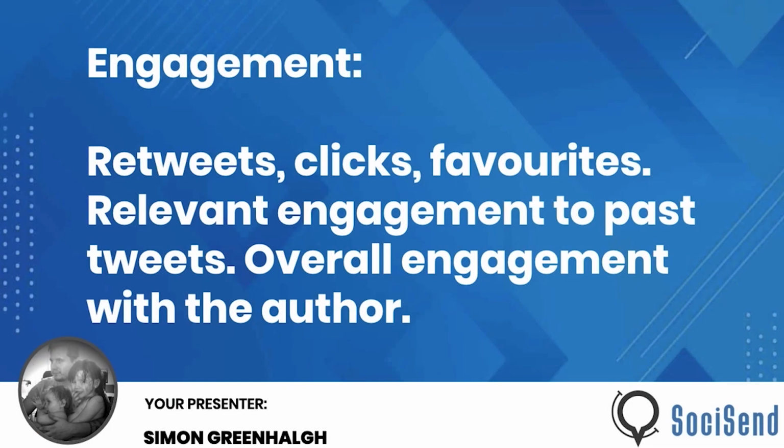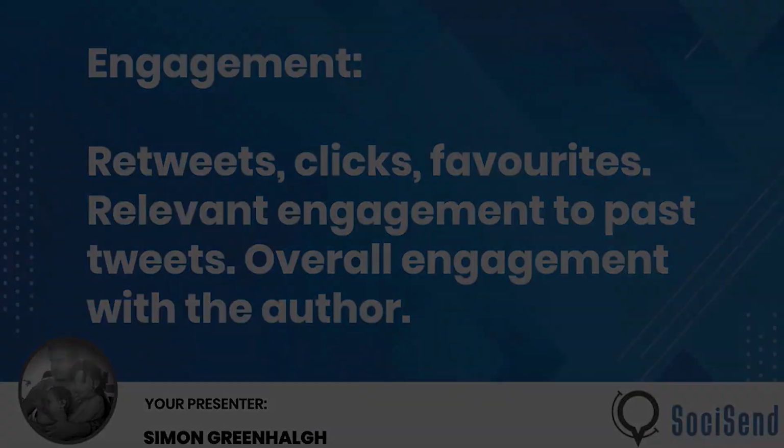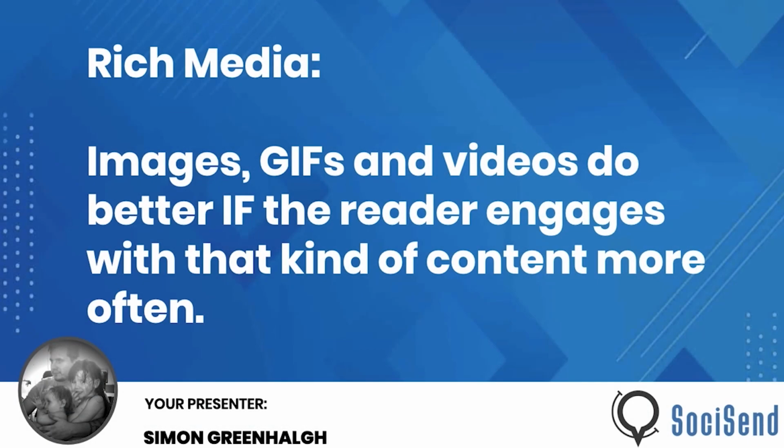Engagement. Now, obviously, similar to Facebook, but on Twitter, this is retweets, clicks, favorites. Relevant engagement to past tweets. So if a user has had relevant engagement to your past tweets, and also inflated overall engagement with you as the author, then that applies to the algorithm as well. So there's a bit of a historical aspect to the algorithm there. Rich media. Images, GIFs, videos do better if the reader engages with that kind of content more often, but we know that they do.